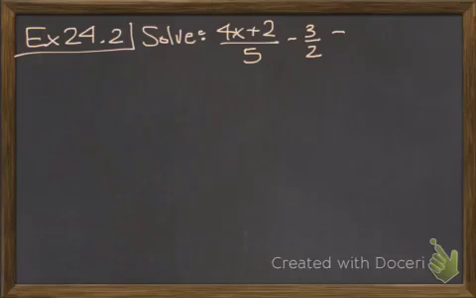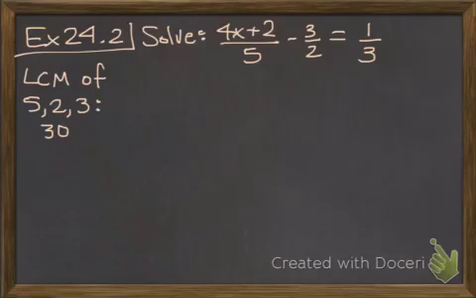Okay, we'll do another example. Solve 4x plus 2 over 5 minus 3/2 equals 1/3. So we look at the denominator. The least common multiple of 5, 2, and 3 is going to be 30. So we'll multiply every term by 30.